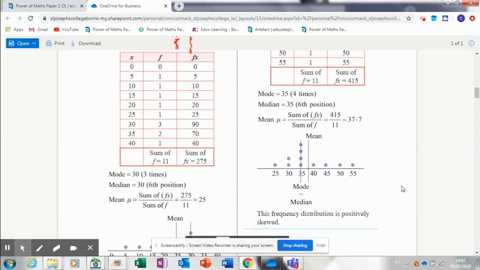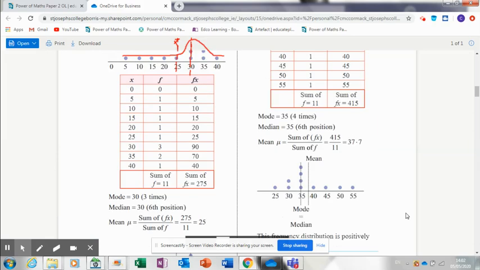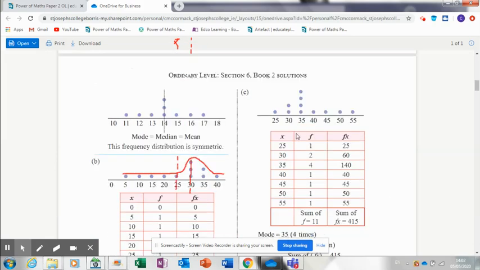Right, let's look at C. It's just drawn out there for you. Let's look at C again. What have I got here? It's going to be positively skewed this time, and I can tell straight away, there's my mode, it's at 35. So where's my median?